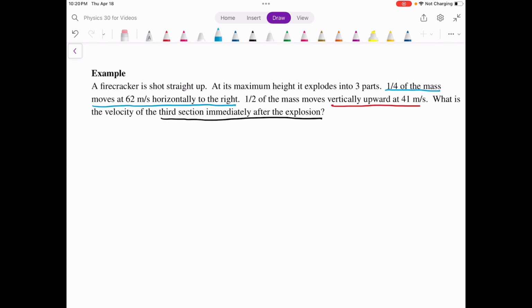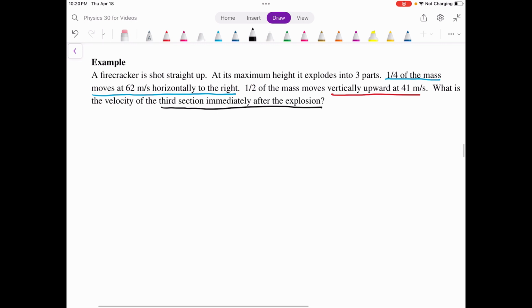Okay, now there's another key piece here. It's at its maximum height and it was shot straight up. So do you remember from physics 20, or even just thinking about it, how fast would it be moving if it's at its maximum height and it was shot straight up? So it was moving straight up, but then it reached its maximum height. So it was going up, up, up, right? It wasn't going side to side. It has no sideways velocity because it was shot straight up.